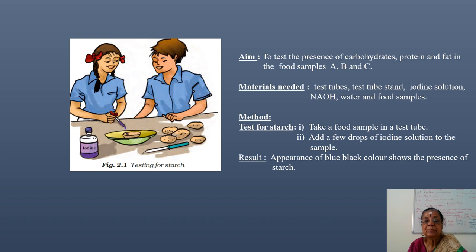So here in the picture, the two boys and a girl, they are Bujo and Peli, and they are testing for starch. The starch material they have taken is potato. Potato is full of starch. They have added iodine solution, and when it turns blue-black, it shows the presence of starch. Instead of potato, you can take rice also. In yesterday's lesson we learnt it with rice, but here you can take potato. Both are correct. Are you clear? So this is testing for starch.